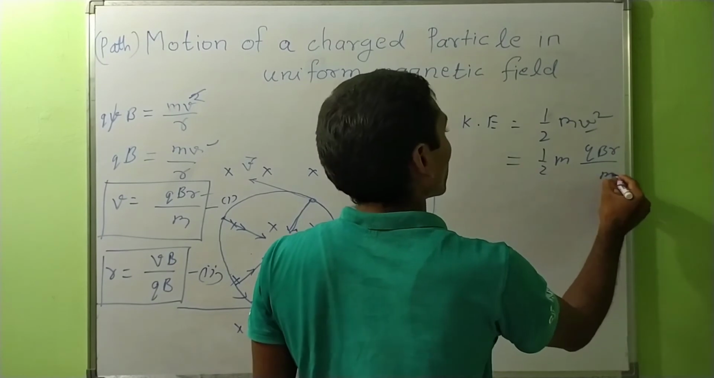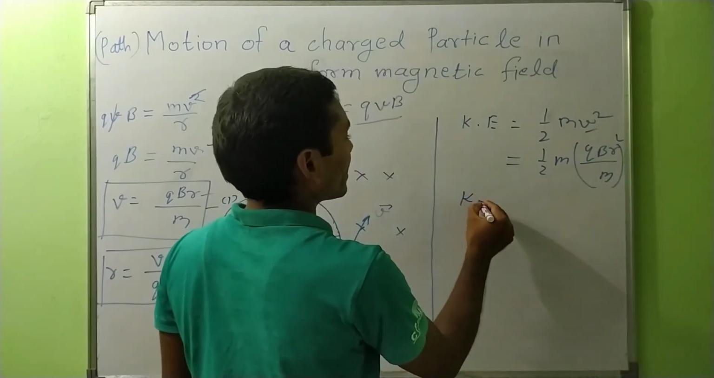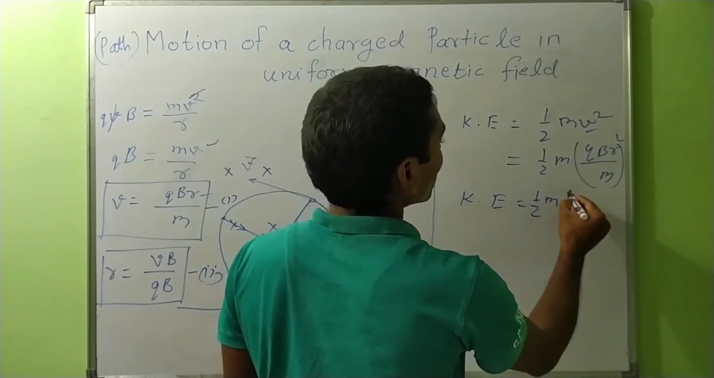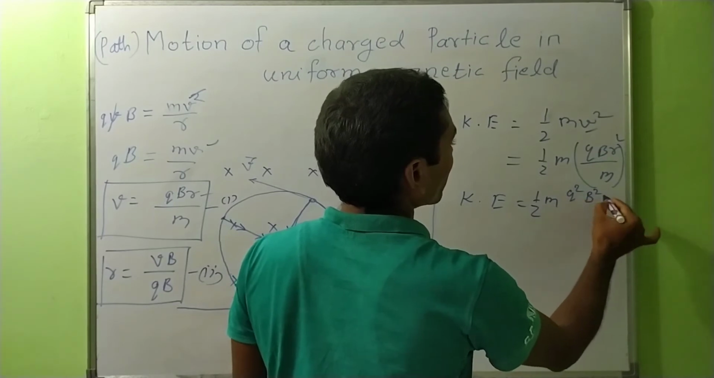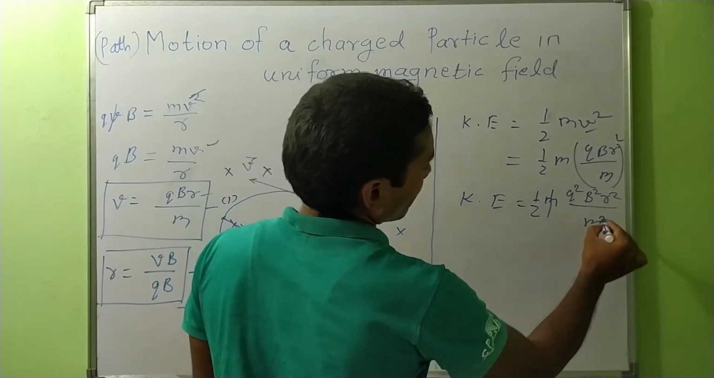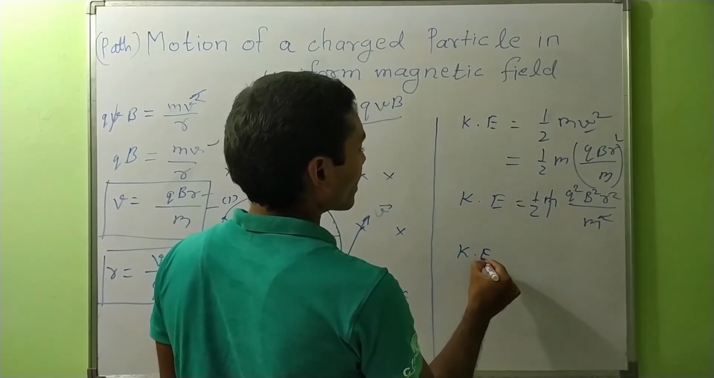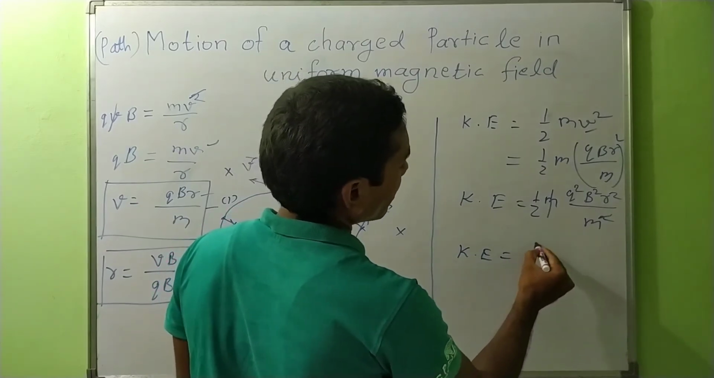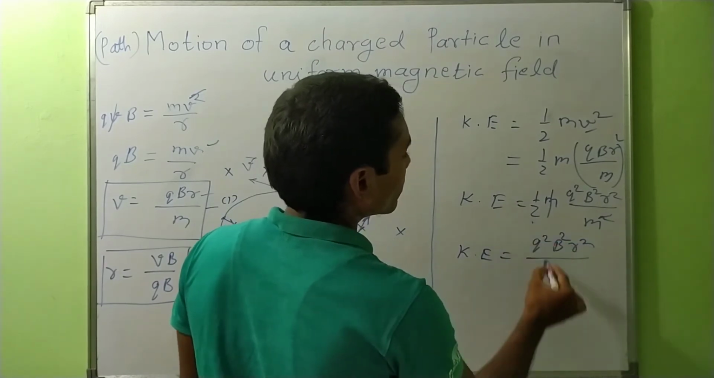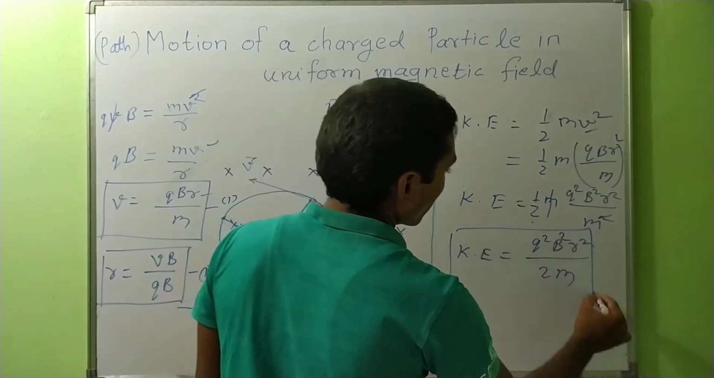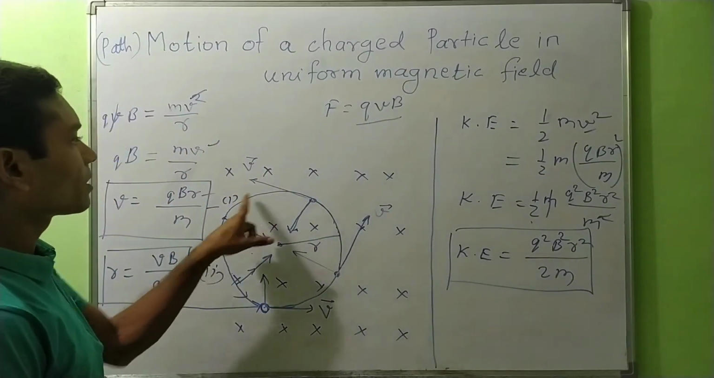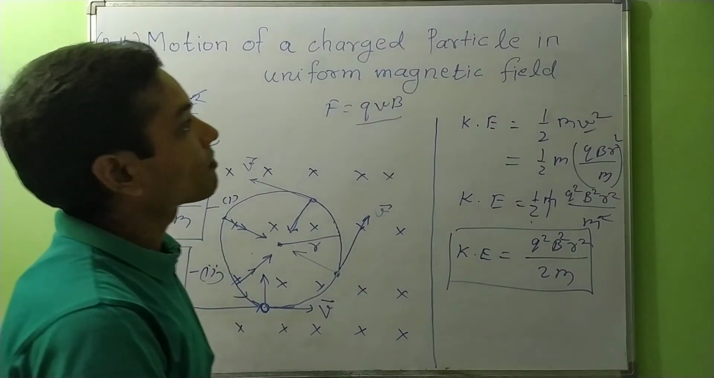So what will be here? qBR upon m, squared. So kinetic energy of moving charged particle will be half m q squared B squared R squared upon m squared. m will cancel by m, then kinetic energy of moving charged particle in a uniform magnetic field will be q squared B squared R squared upon 2m. This will be the maximum kinetic energy of the moving charged particle in the uniform magnetic field.